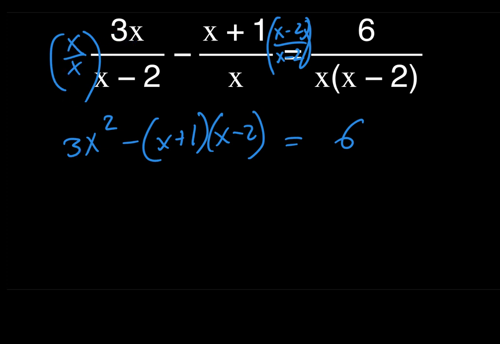3x times x is 3x squared. And now I need to FOIL this. Biggest mistake I'll see people make is they'll forget to get this negative onto all the other terms moving forward. Anytime there's a subtraction, you need to pay very, very close attention. So what I typically do is I'm going to do this minus, and then I'm going to do my FOIL. x squared plus, sorry, come on, pen.